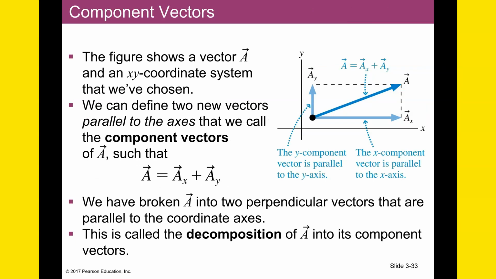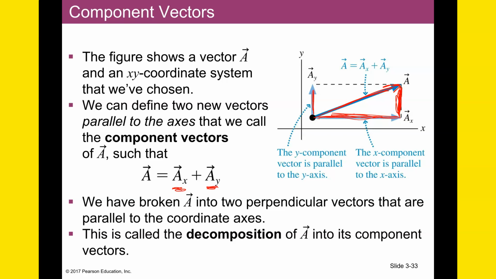The figure shows a vector A and an XY coordinate system that we've chosen. We can define 2 new vectors parallel to the axes that we call the component vectors of A, such that A equals the X component of A plus the Y component of A. This is doing exactly what I said earlier. So if you have this vector A, you can break it down into its components. One of its components would be A sub X. The other component would be A sub Y, and they would go directly in the X direction and directly in the Y direction. You could think of it as a parallelogram like that, or you could think of it as a right triangle. Again, it's the same thing.